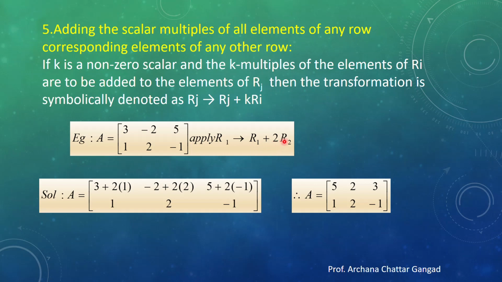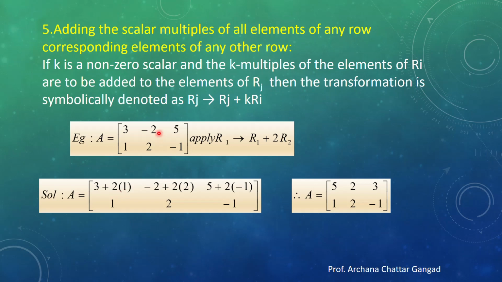It means we have to multiply the second row by 2 and add that to the first row. First we take the R1 elements. The elements of the R1 row are 3, -2, 5. So write the R1 value 3 first, plus 2 times the corresponding element of R2. Why 2 here? Because the non-zero scalar value given to us is 2, and the corresponding element of R2 is 1. So 3 plus 2 into 1. This is the way you can do it in rough work also.